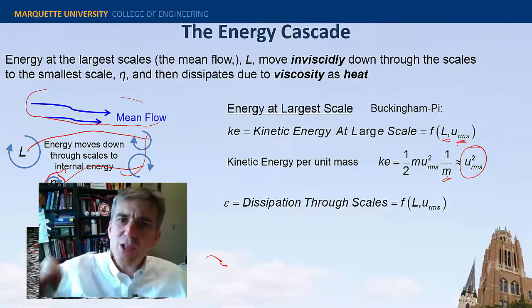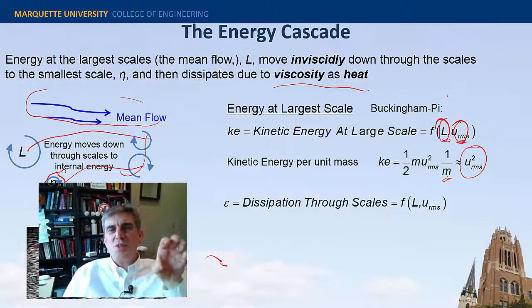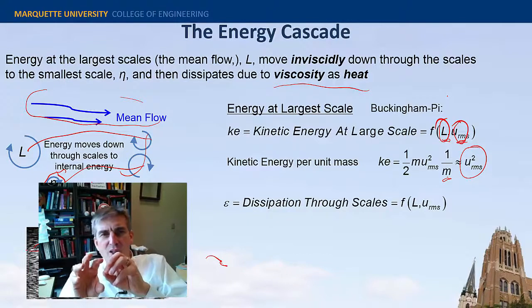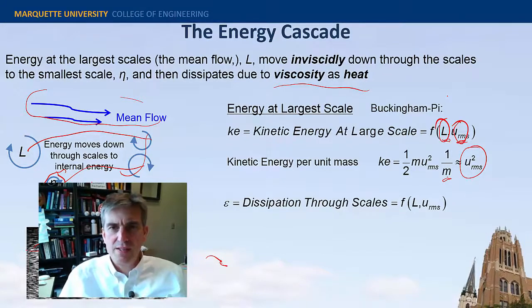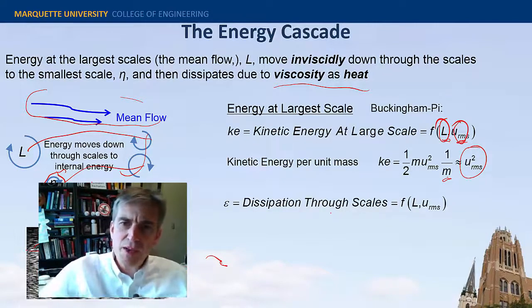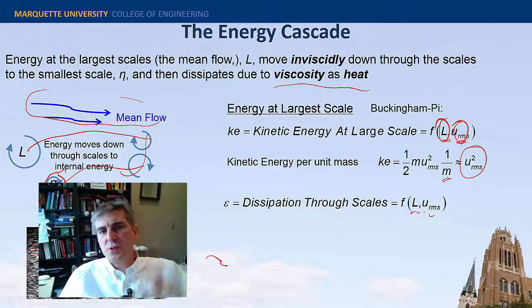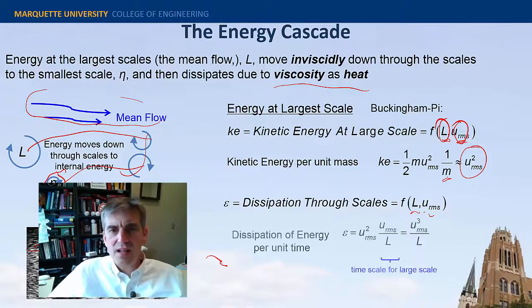And again, I can't use viscosity here as a parameter because I'm reserving that for after they're broken down and you get to the smallest scale, then viscosity takes over and dissipates the energy. So the dissipation through scales has to occur just using these large scale quantities. So again, F and the RMS velocity.